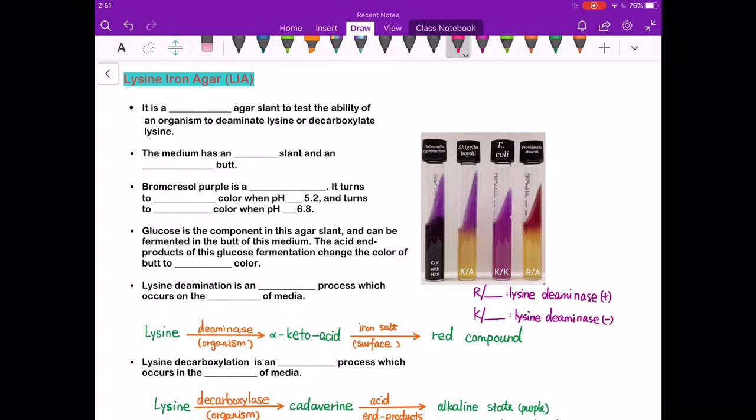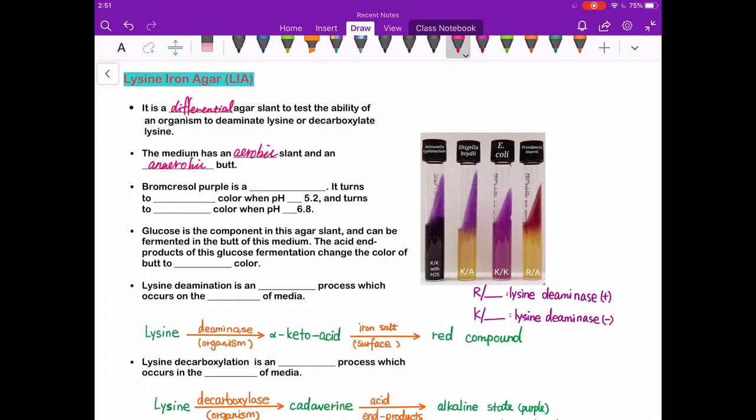Today we are going to talk about the Lysine agar. The Lysine agar is a differential agar slant, which is to test the ability of an organism to deaminate the lysine or decarboxylate the lysine. And the medium has an aerobic slant, which is exposed to the air, and an anaerobic butt, which is without the oxygen present.